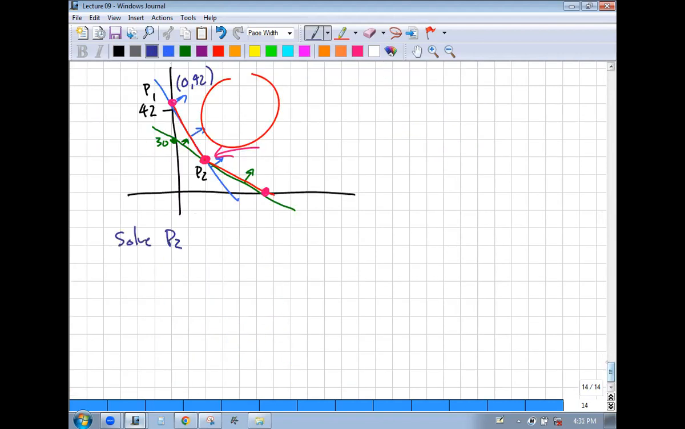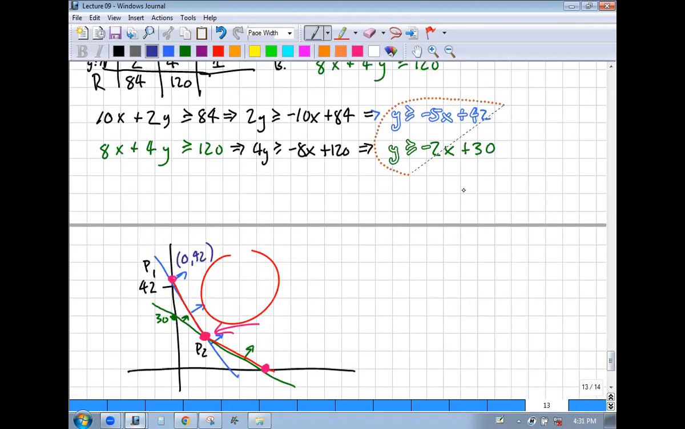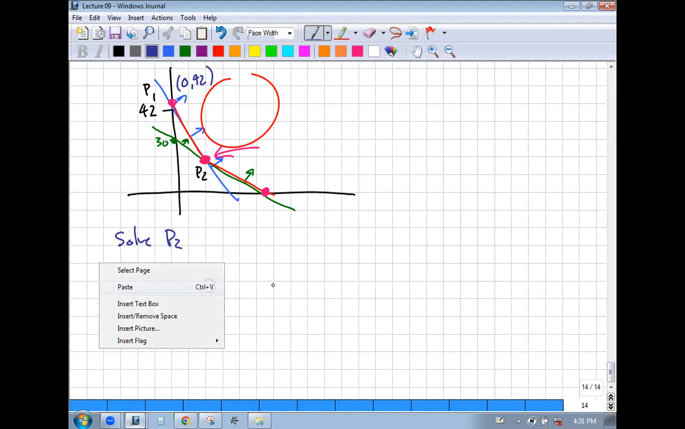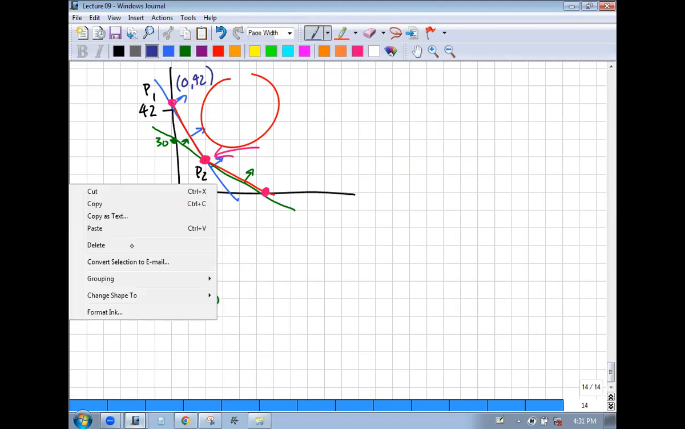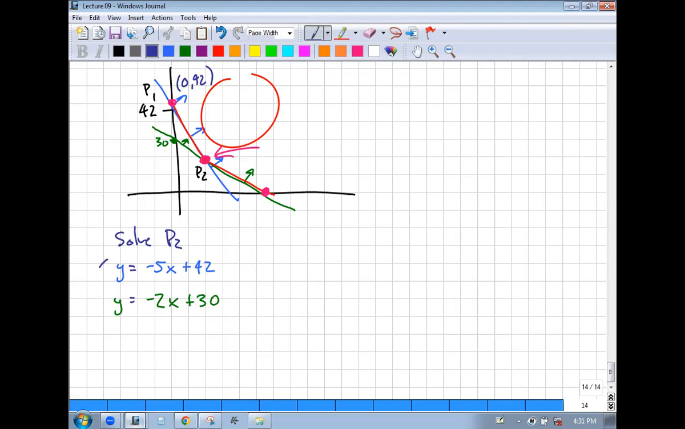All right, here's our two lines. We just need to find where they intersect. So treat these as lines now. We'll do the elimination. Y minus y is 0. Minus 5 plus 2 is minus 3. 42 minus 30 is 12.